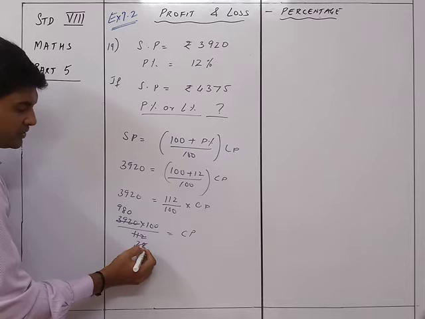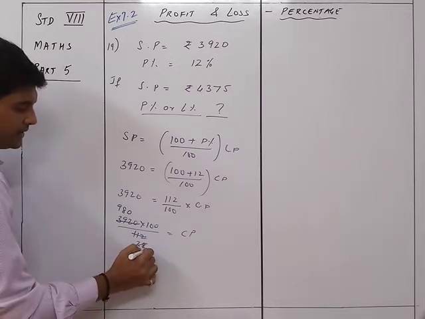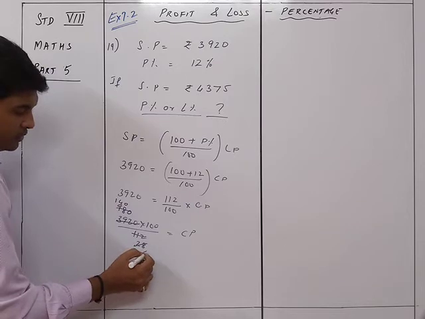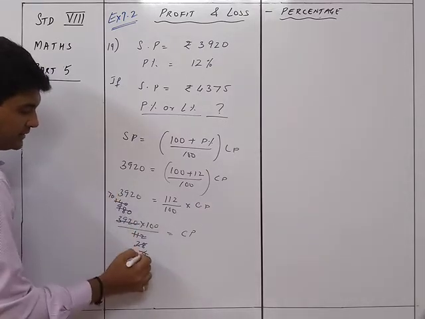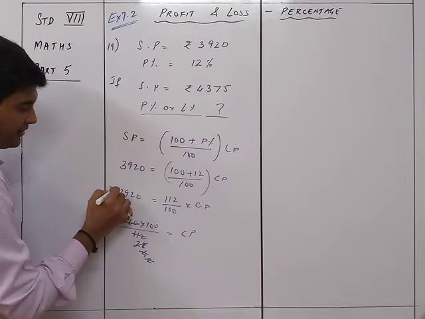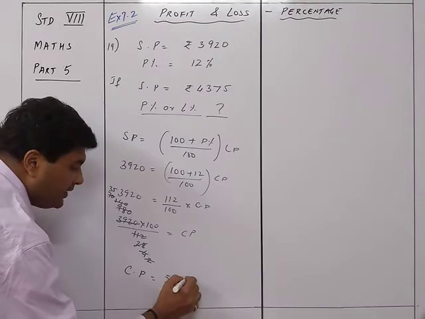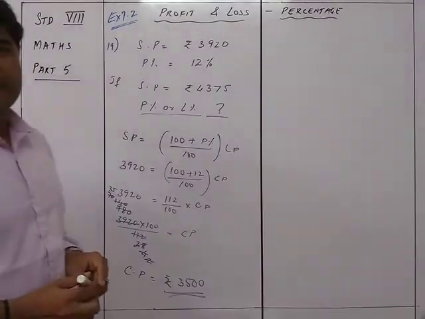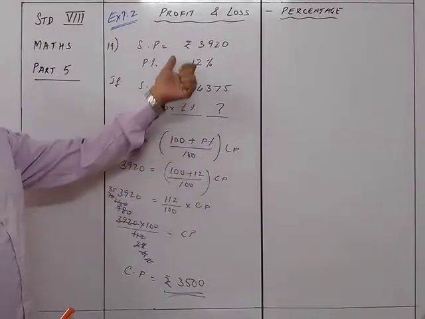Again I can do it with 7. So 4s are, 7 1s are 7, and then 28, 4s are 28, 140. Then I'm going to take it as 2s, this will be 70 and this will go into 35. So CP is equal to rupees 3500. You can see that the cost price of the article is 3,500 and that is going to remain the same for this one also and this one also.